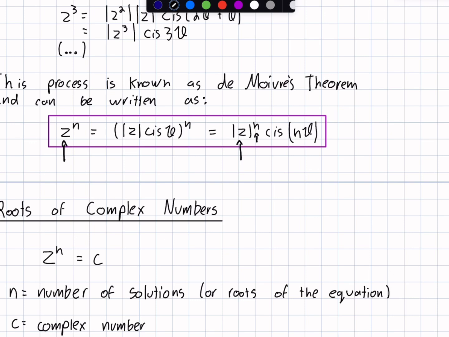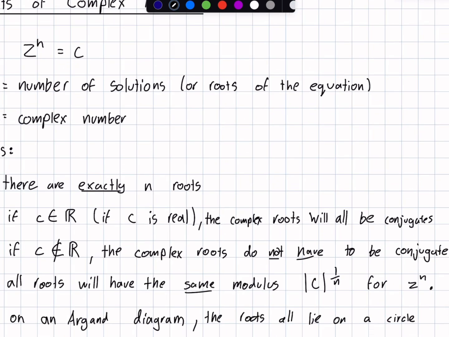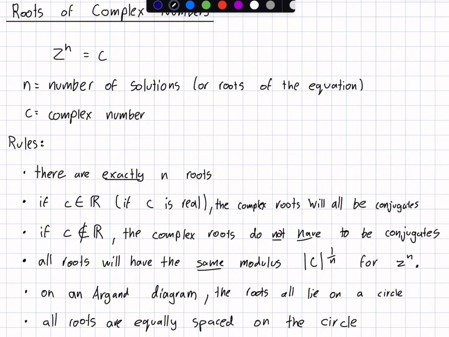We have this very simple looking equation here, with the complex number z to the power of n is equal to c, which is just a complex number. n here denotes the number of solutions or roots to an equation. So, whatever number you have, its highest exponent will be the number of solutions you have. There will always be exactly n roots, and if c is a real number, the complex roots will all be conjugates of one another, because of course they have to cancel out, and if they don't cancel out, it will not be real.